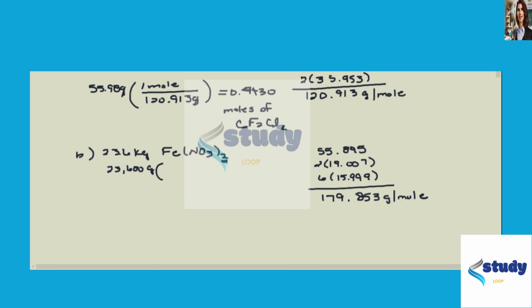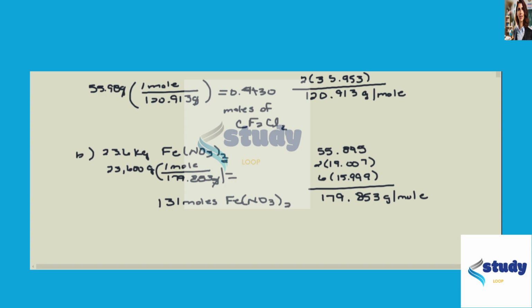Then we take our 23,600 grams and multiply it by the reciprocal, so 1 mole over 179.853 grams. Gram units cancel out and we're left with the mole units. We have 3 significant digits, so this is 131 moles of iron nitrate.